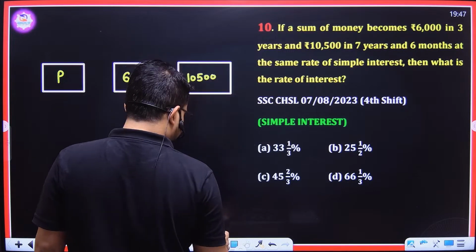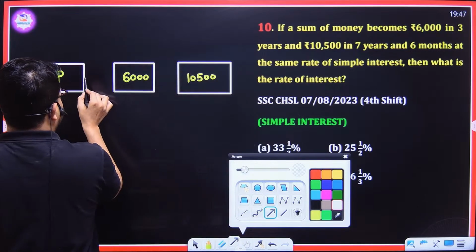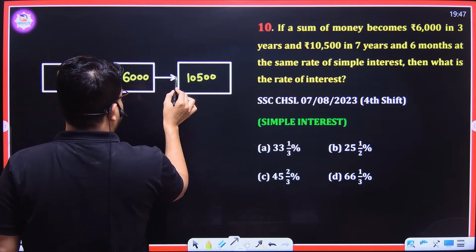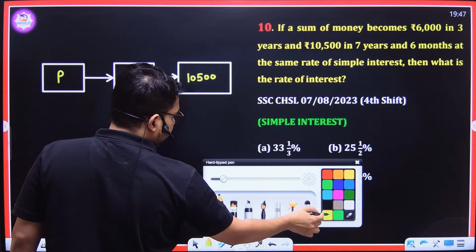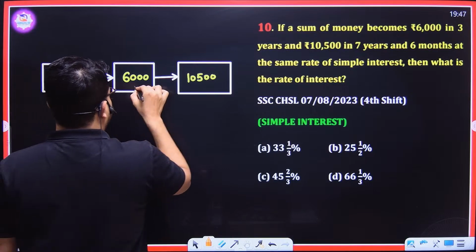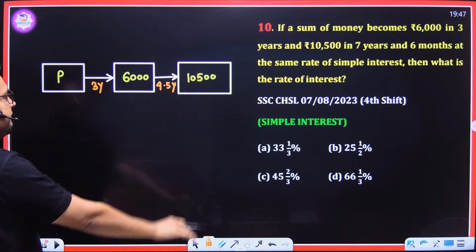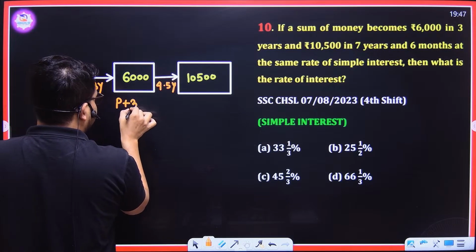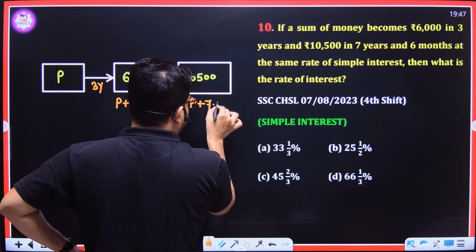10,500 in 7.5 years. See, we have a time period in between. This one is 3 and the complete period is 7.5, so this one is 3 years and this one is 4.5 years. As the complete time period is 7.5 years, we have principal plus 3-year interest, which is our amount, and here we have principal plus 7.5-year interest.